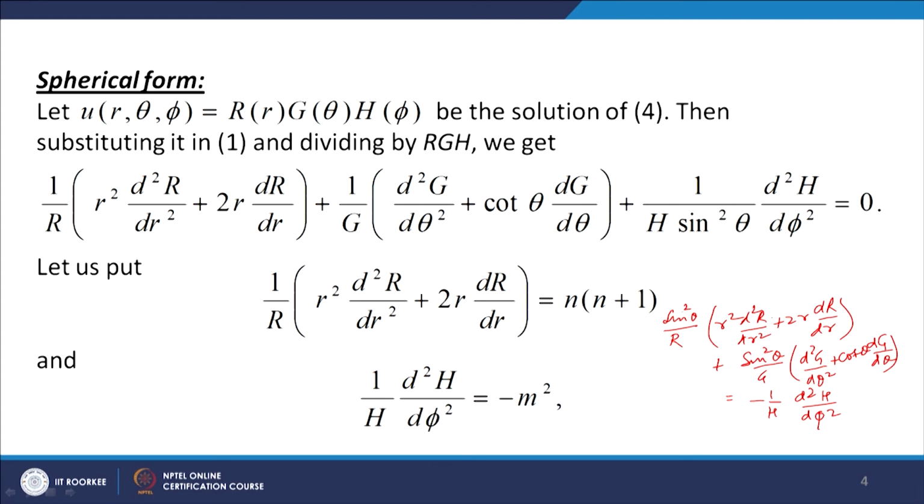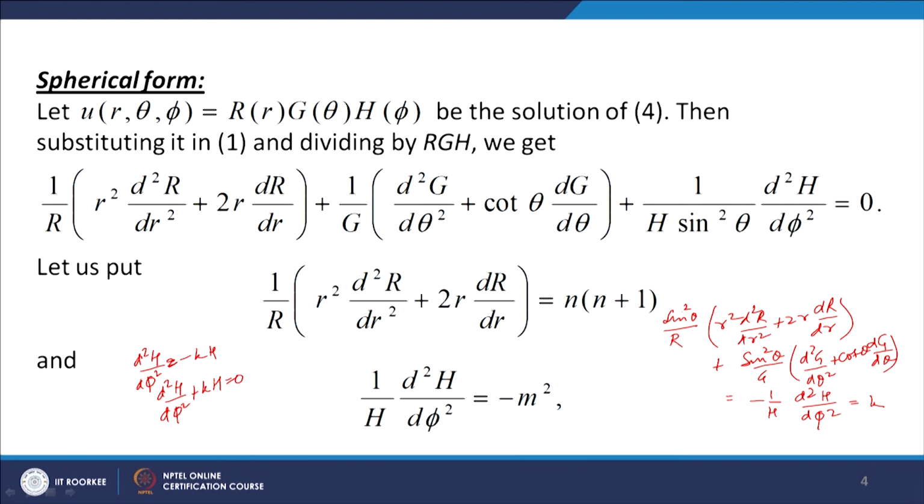Now, you can see the left hand side is a function of r and theta only, the right hand side is a function of only phi. So, this can be possible only when both are equal to a constant. So, let us take this equal to a constant, say k. Then we will have d square h over d phi square equal to minus k h, or d square h over d phi square plus k h equal to 0.